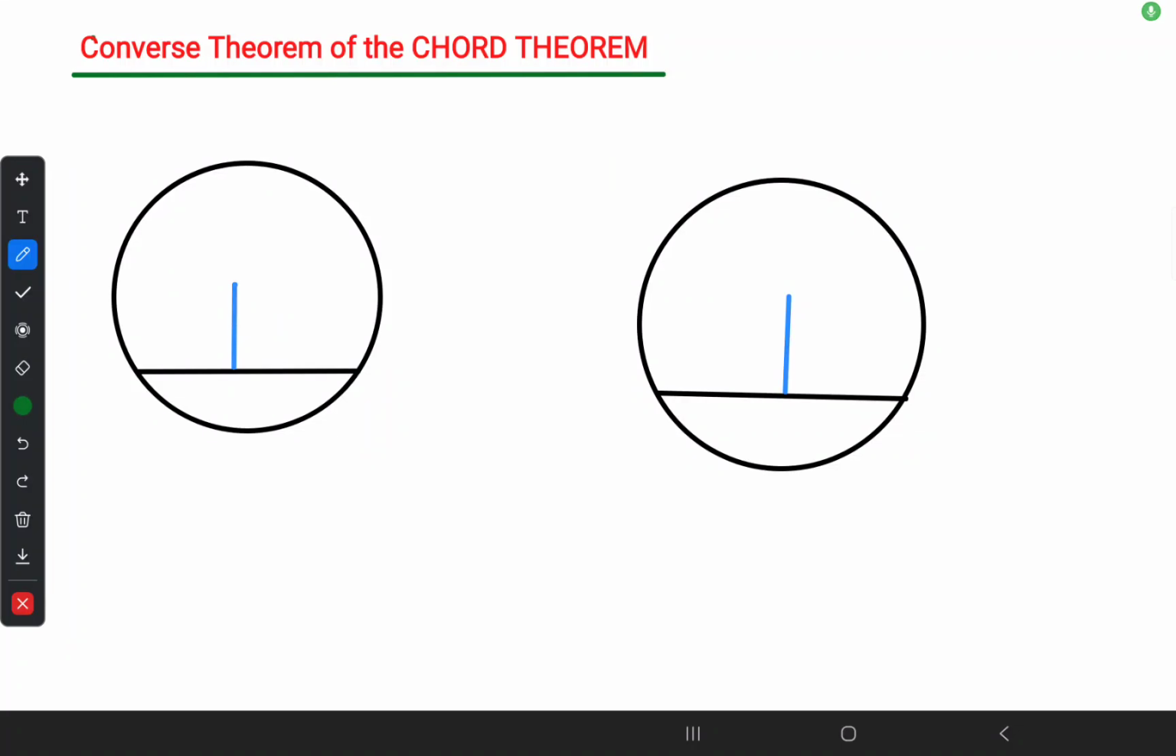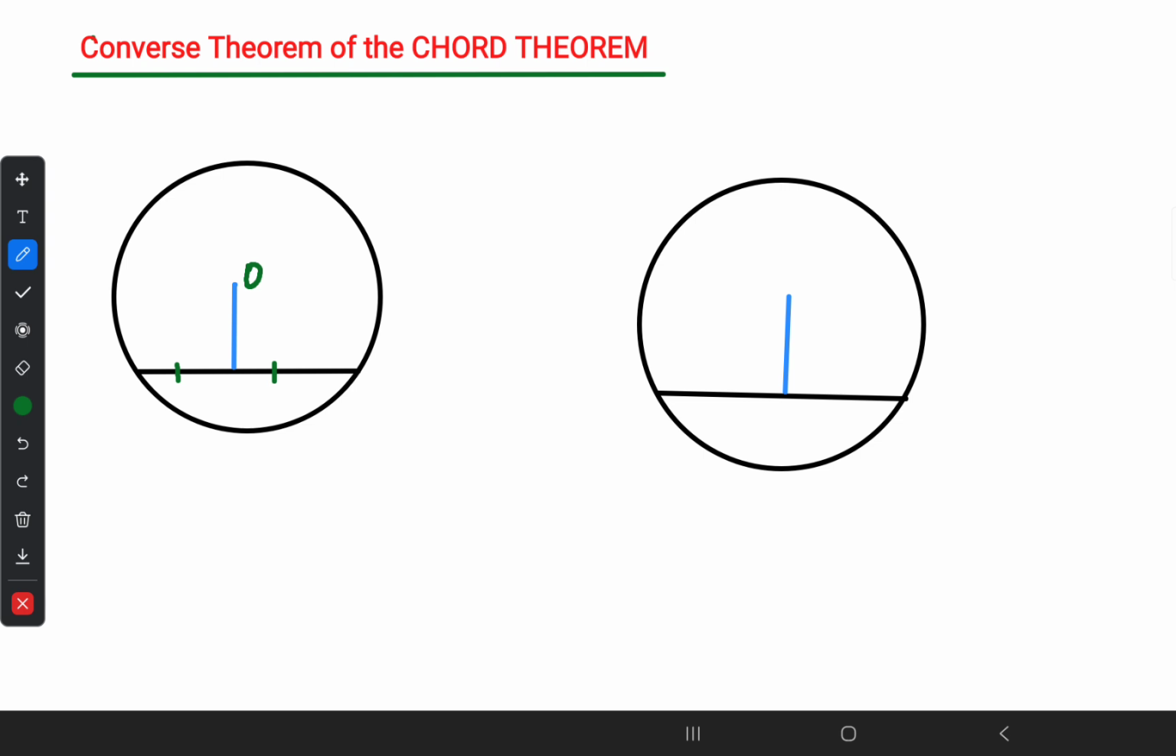Converse theorem of chord theorem. Let's recall what's meant by chord theorem. Chord theorem says the straight line joining the center of the circle to the midpoint of the chord. That means the entire chord was bisected.